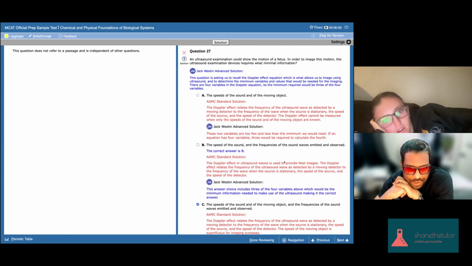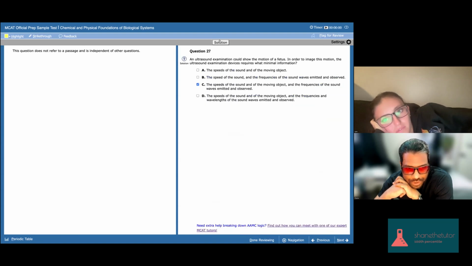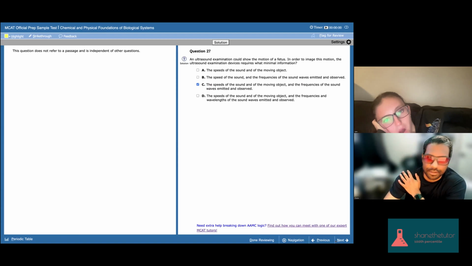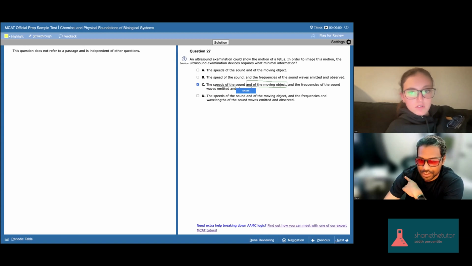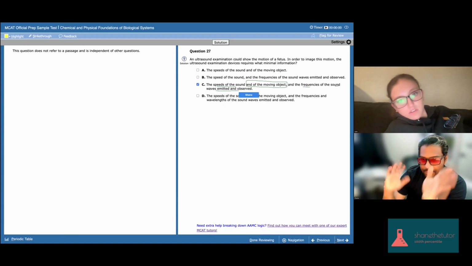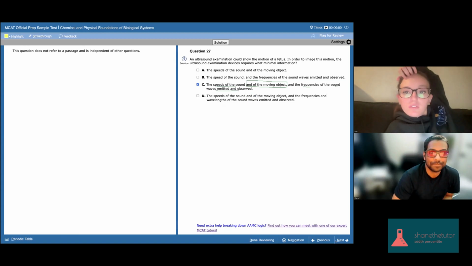An ultrasound examination could show the motion of a fetus. In order to image this motion, the ultrasound examination devices require what minimal information? I guess I didn't finish reading. Okay, so the sound and frequency are the minimal information, and then this would be an additional fact that you have. I think you can figure this part out from just this and the frequency difference between what's emitted and what's observed. Yeah.